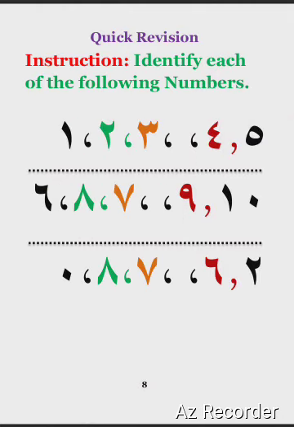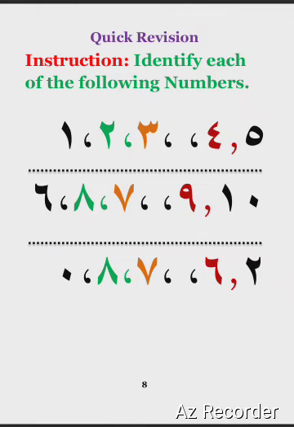Now the quick revision. So how can you identify each of the numbers written on the first line? Remember that Arabic is read from right to left. So now we are going to start reading the numbers from the right hand side. Are you ready? So let's dive into it.